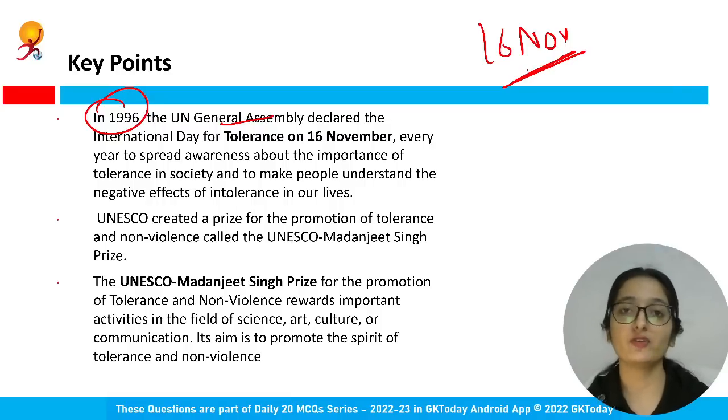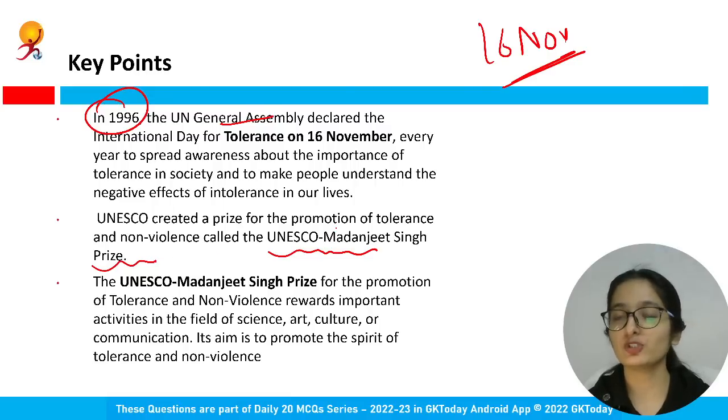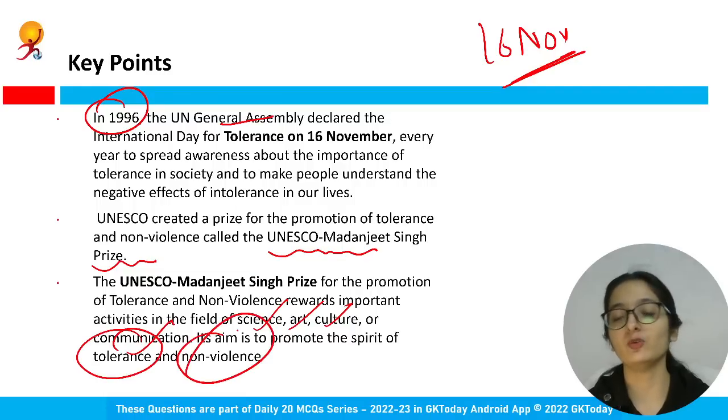What is the importance of tolerance in our society? Make people understand the negative effects of intolerance in your lives. I hope that you all are very well aware of it. So we should be tolerant enough. And UNESCO also created a prize for the promotion of tolerance and non-violence, that is called the UNESCO Madanjeet Singh Prize, right? This prize is given to those who have an important role in activities in the field of science, art, culture, communication. It is to promote the spirit of tolerance and non-violence. Got it?